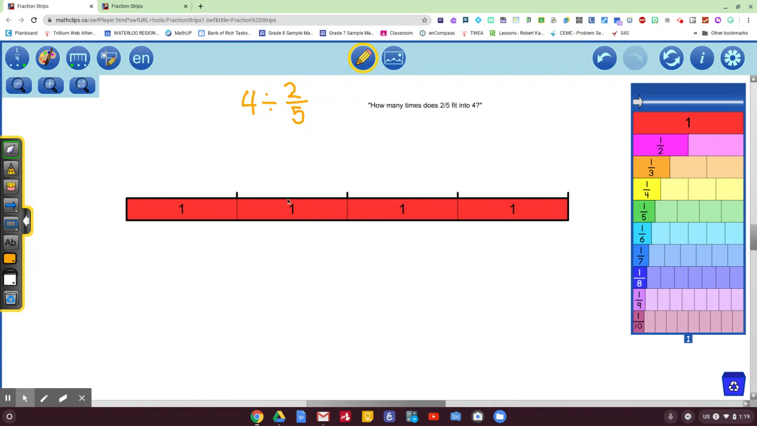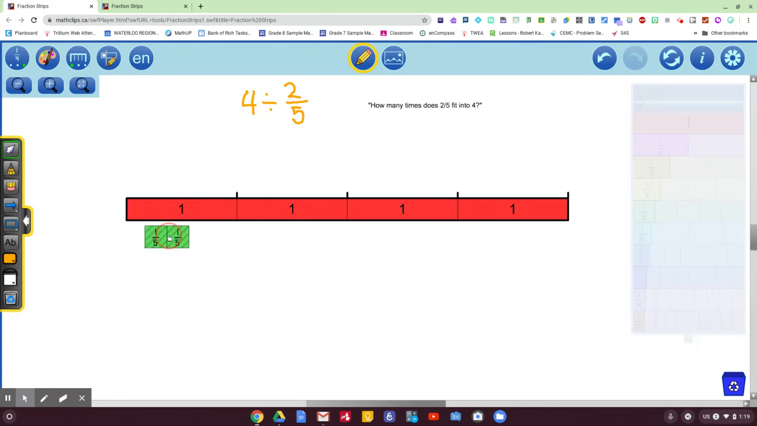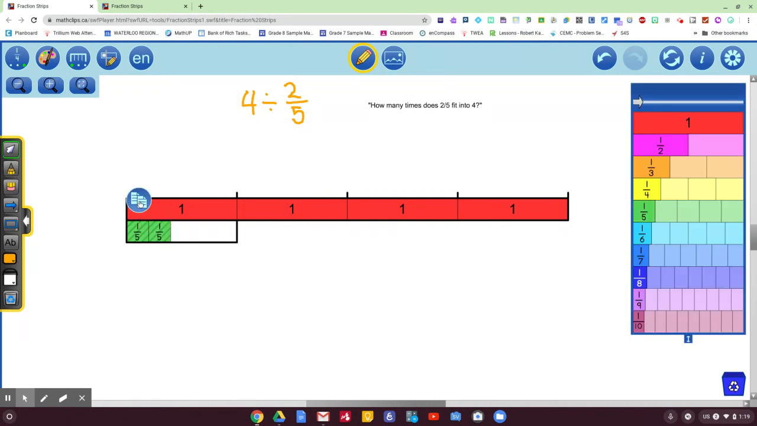So I've laid out 4 wholes to represent this 4 here, and then we're going to use 2/5 to see how many groups of 2/5 or copies of 2/5 will fit into 4. So I'll drag one group out here, and then I'm just going to use my copy function.